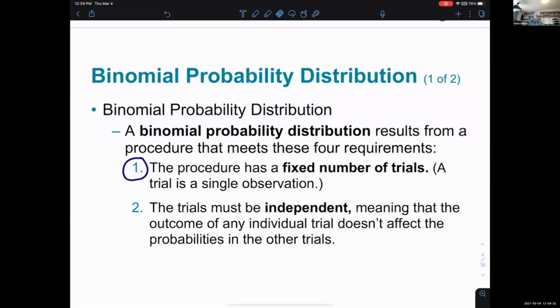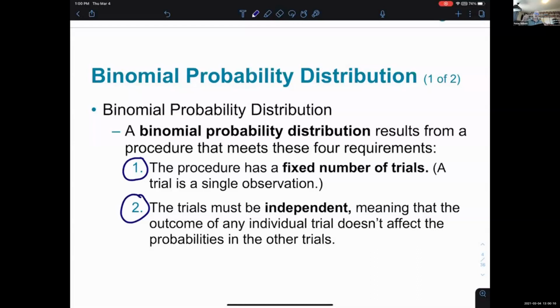Number 2, the trials must be independent, meaning that the outcome of any individual trial doesn't affect the probabilities of the other trials. We've talked about independent events in chapter 4. For example, if I flip a coin and I'm going to get heads or tails, then I repeat that again. I do another trial of that procedure and I flip it again. Whether I got heads or tails on the first flip has nothing to do with whether I got heads or tails on the second flip.